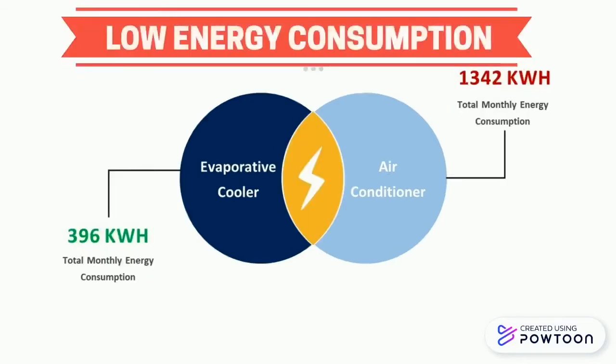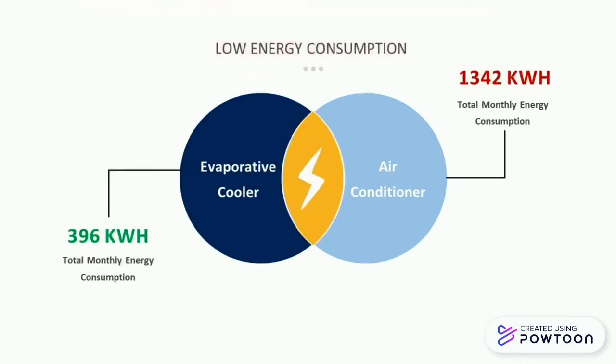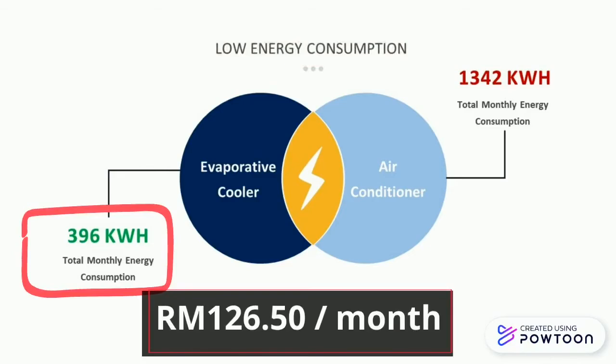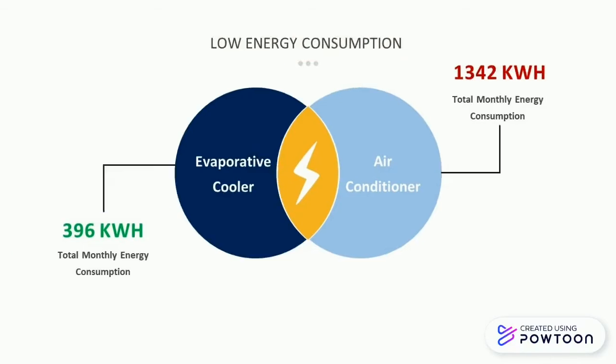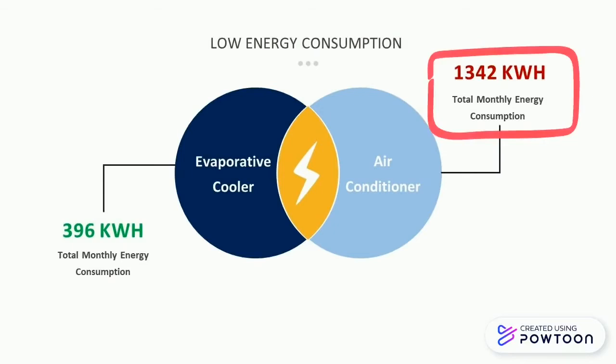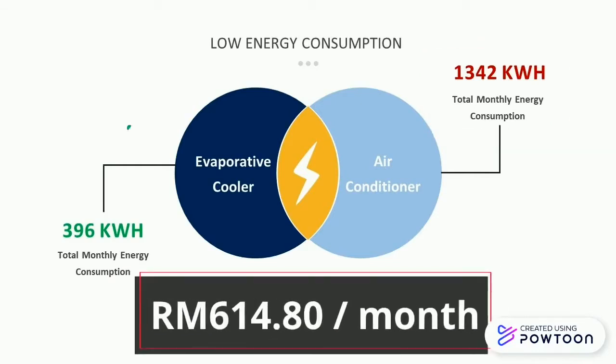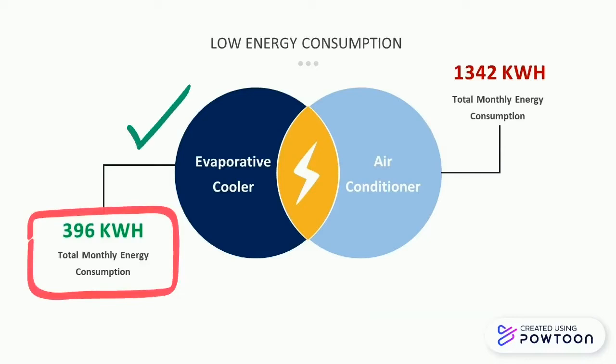Low energy consumption. Based on an average usage of 12 hours a day, the total energy consumption per month is 396 kilowatt hours, and the monthly cost is 126 ringgit 50 cent. However, for the air conditioner, the monthly energy consumption is 1,342 kilowatt hours and the cost is 614 ringgit 80 cent per month. From this calculation, it can be deduced that the evaporative cooler has low energy consumption, which leads to low cost as well as lower impact to the environment.